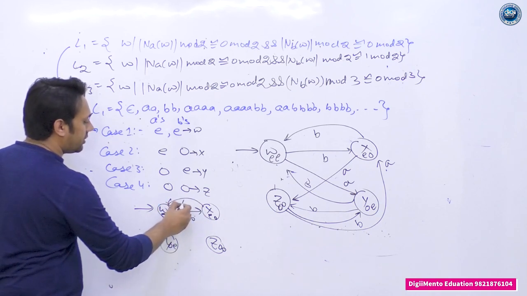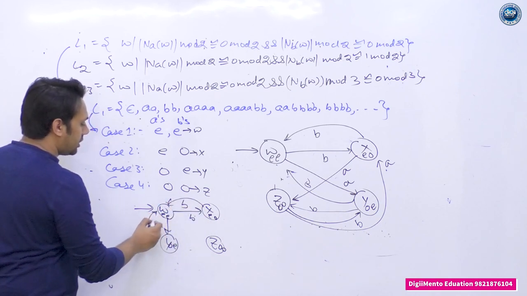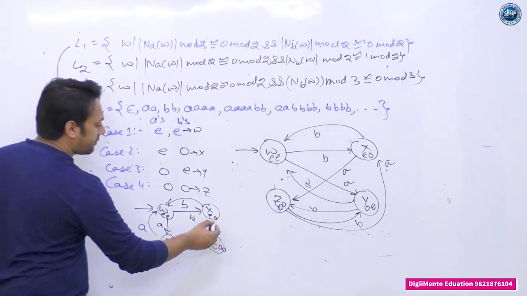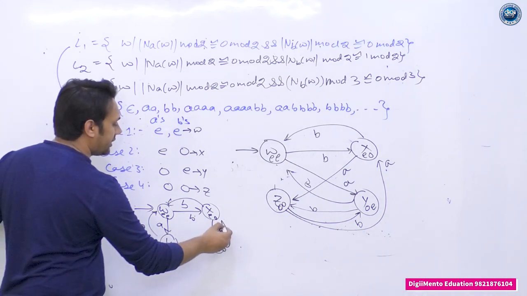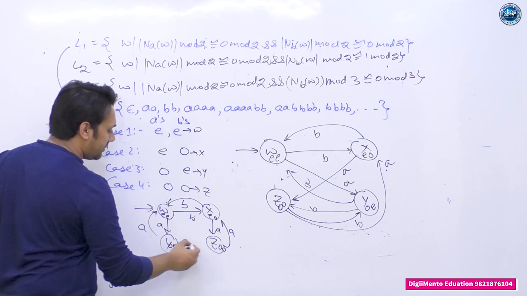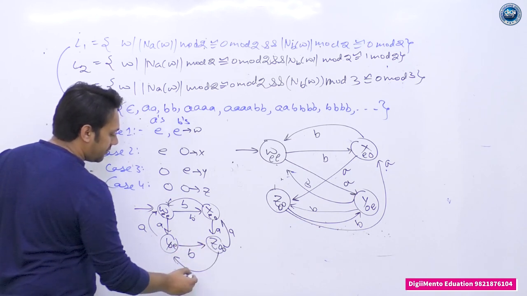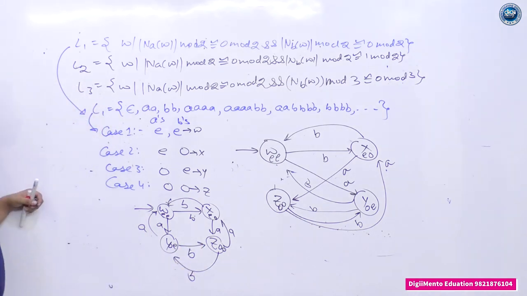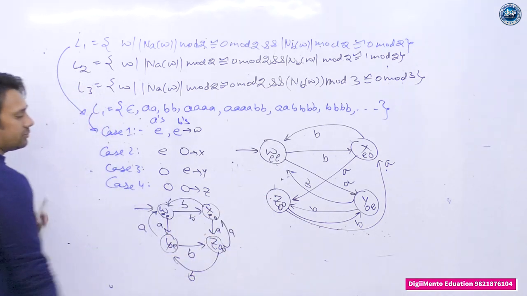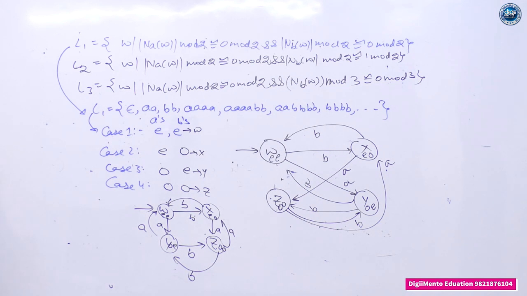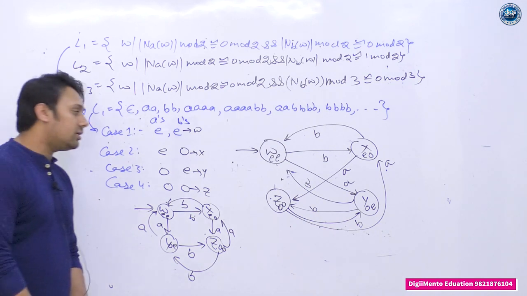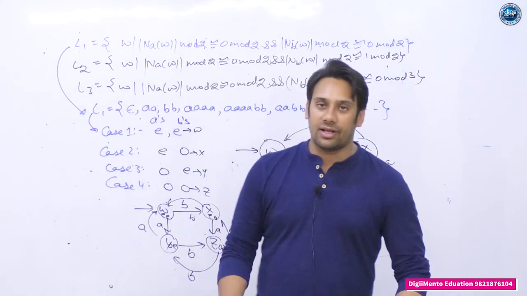From this B, I can also come here. From here, I can come here. And here, if I give an A, I'll go to Z. Again, if I give an A, I'll go to X. Here, if I give a B, I'll go to Z. If I give a B again, I'll go to X. So this diagram and that diagram both represent the same thing. The shape is different, so shape doesn't matter. The only thing that matters is transitions.